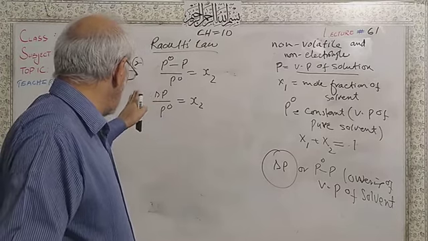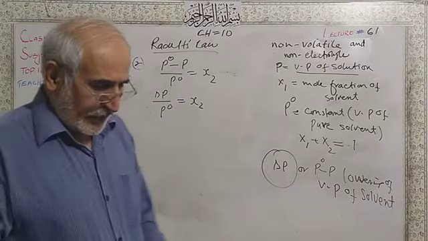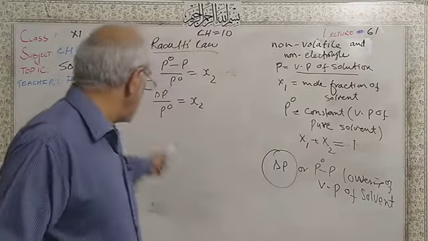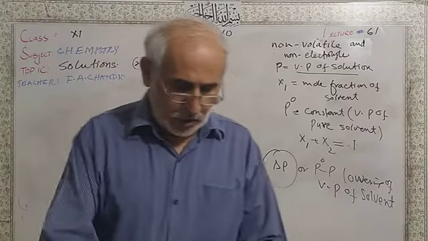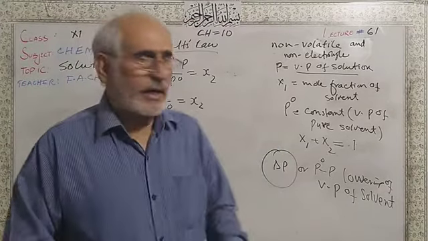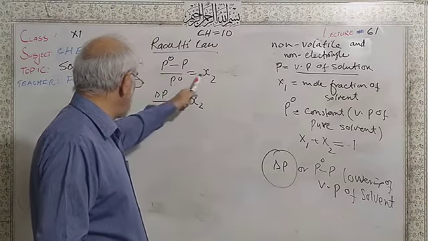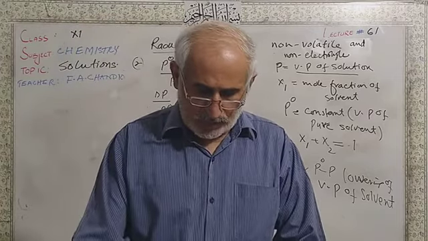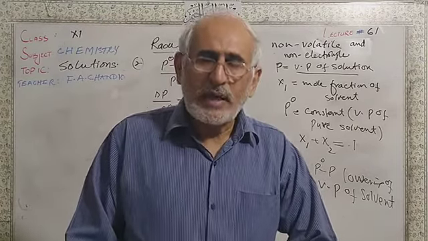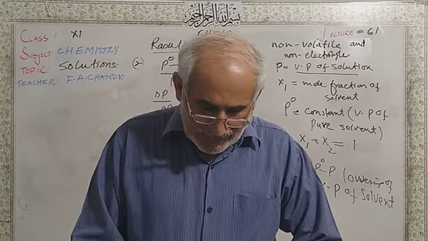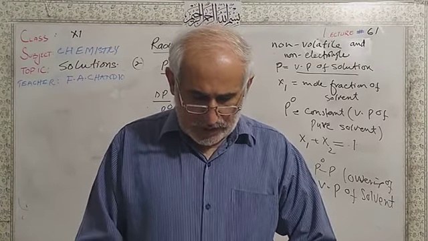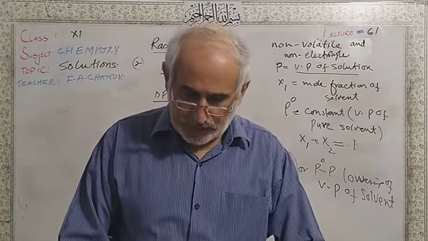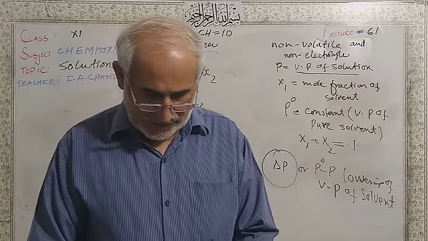Three definitions I told you. This is the second definition. And third definition, I told you that lowering in the vapor pressure is directly proportional to the mole fraction of the solute. By rearranging the equation, you will get (P naught minus P) divided by P naught is equal to x2, or delta P divided by P naught is equal to x2. So this is the relative lowering of vapor pressure equal to the mole fraction of the solute. So this is the third definition of Raoult's law.